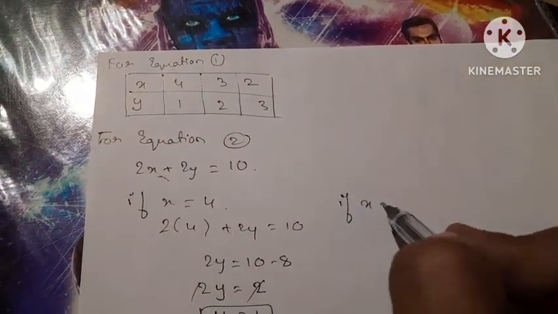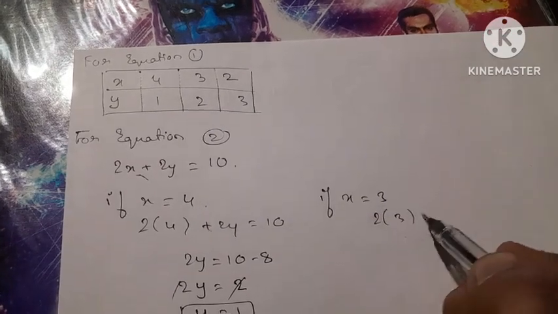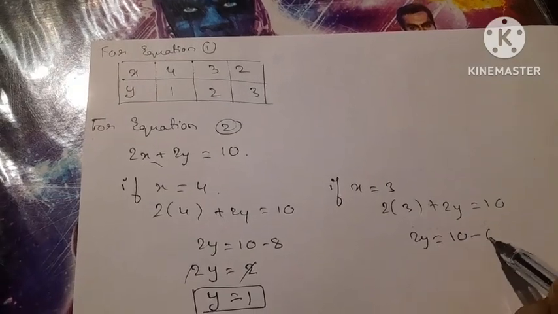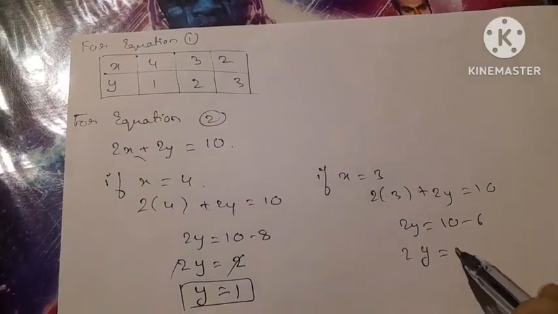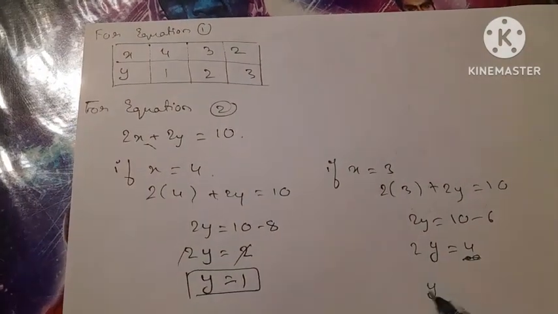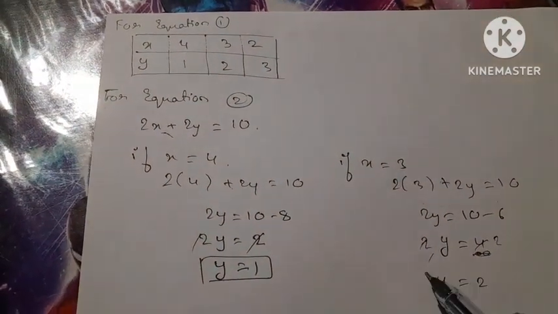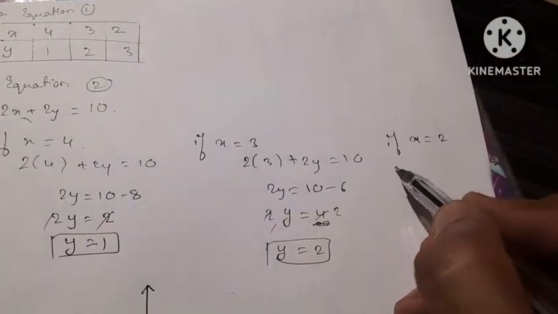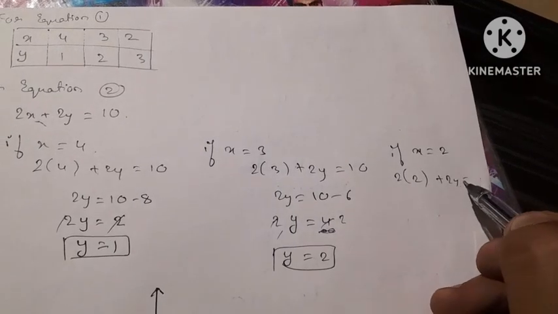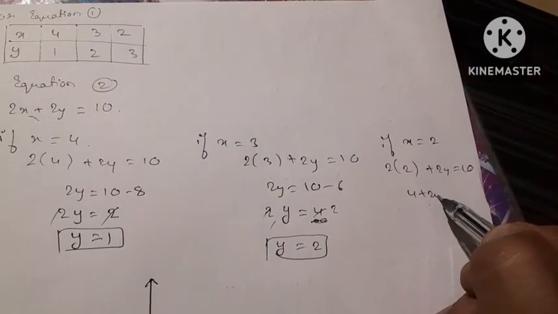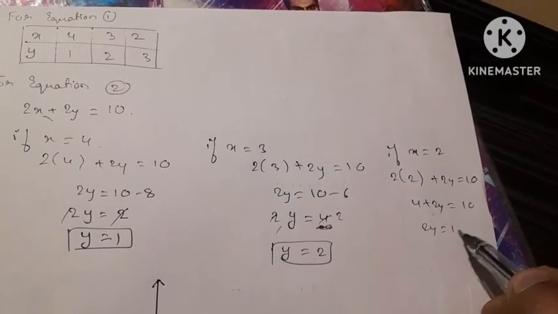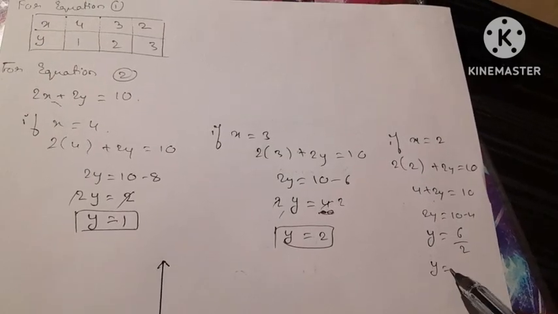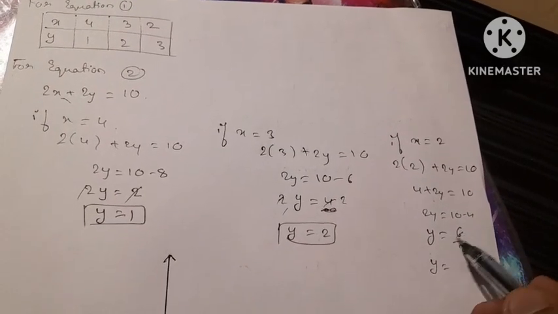If x is equal to 3, then 2 into 3 plus 2y equal to 10. 2y equal to 10 minus 6. 2y equal to 4. So y equal to 2, 2 ones are 2, 2 twos are 4. And if x is equal to 2, 2 into 2 plus 2y equal to 10. 4 plus 2y equal to 10. 2y equal to 10 minus 4, so y equal to 6 by 2. So y equal to, send 2 here, so it will be 6 by 2. 2 ones are 2, 2 threes are 6, so y is 3.